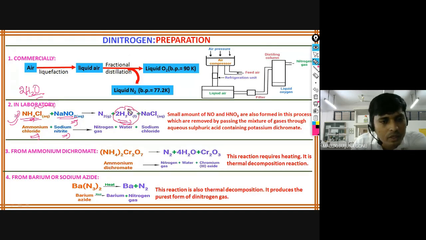Okay, H2O gone now, hydrogen is gone, oxygen is gone. So what is left there? Nitrogen is there, chlorine is there, sodium is there. How many nitrogens are left? One is here, another one is here. So that's how nitrogen is here. And what is left there? Sodium is left, chloride is left, and you know both can form sodium chloride.